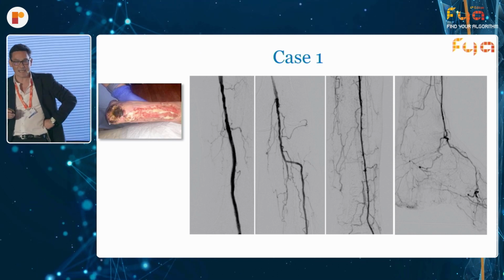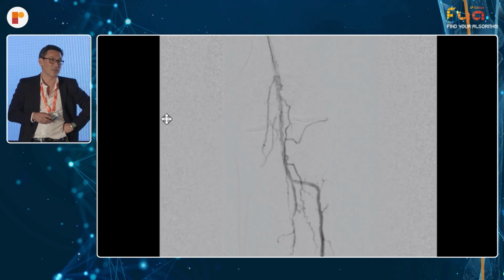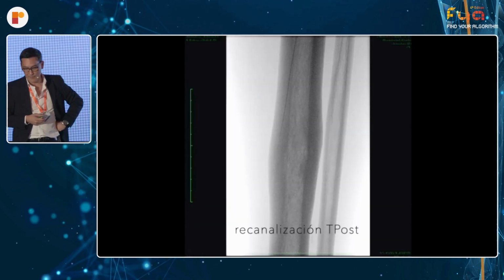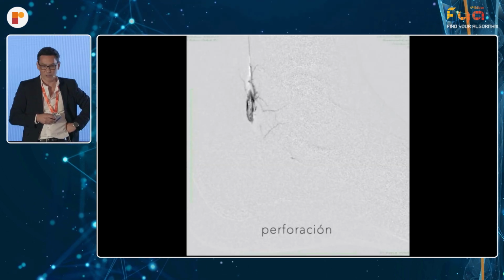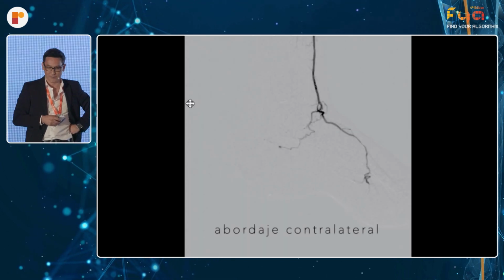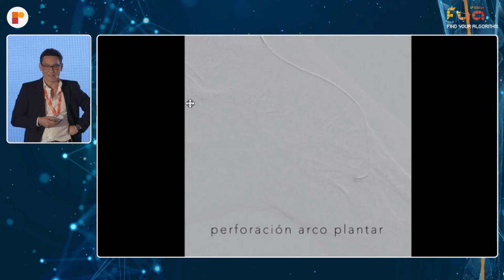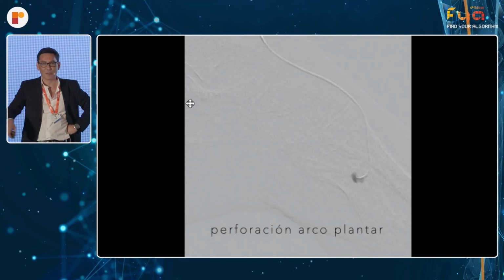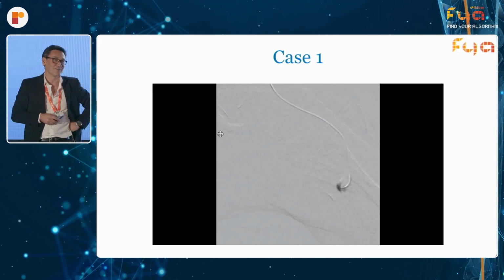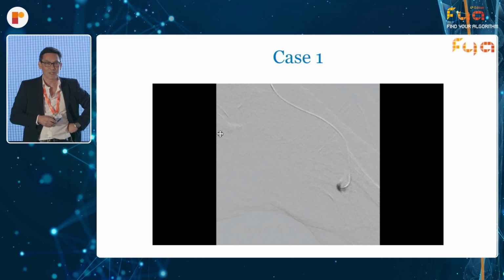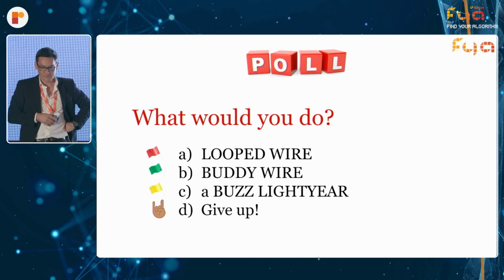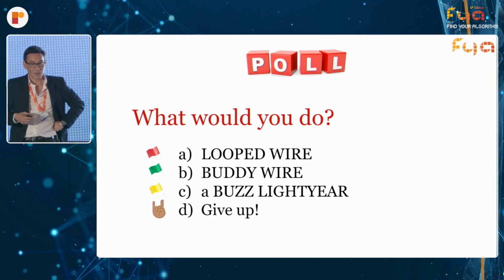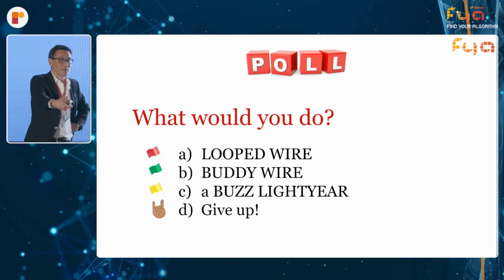So that's why we decided to aim for the posterior tibial, for the plantar system. As you can see, we were able to cross with our Command ES as a workhorse, but there was a perforation. Who cares? Just go for the dorsal system into the plantar arch. Perforation, so what would you do? Red flag, would you use a loop wire to overcome the perforation?